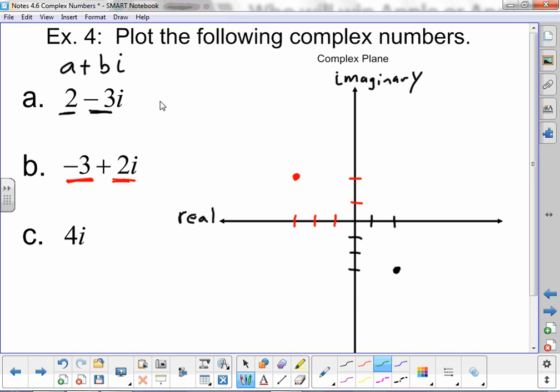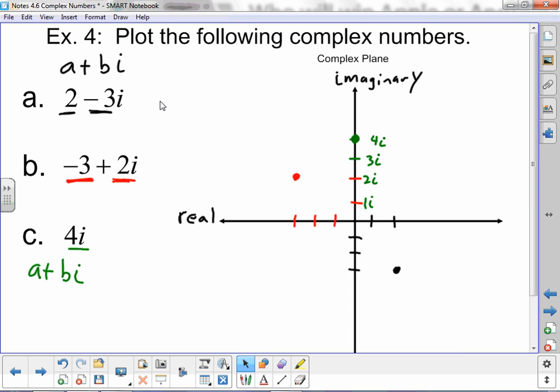And last point, 4i. So remember, this should be a plus bi. Since there is no real part, your a is 0. So you're starting right at your origin, and then you only have an imaginary part. So that's the part that you're going to move. So you're going to move 4i. So this is 1i, this is 2i, 3i, 4i. That's where that one is.